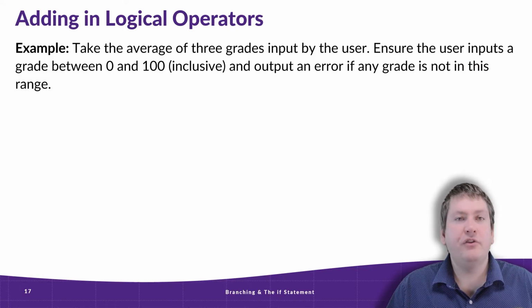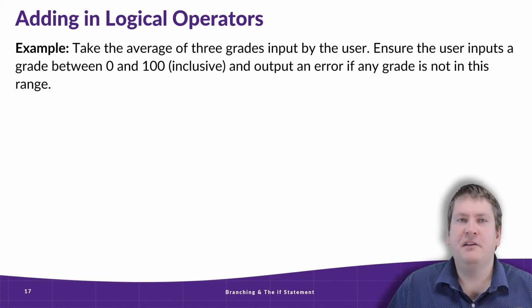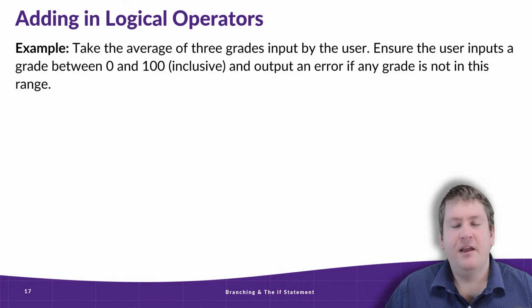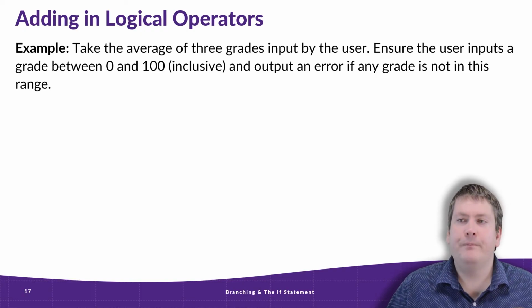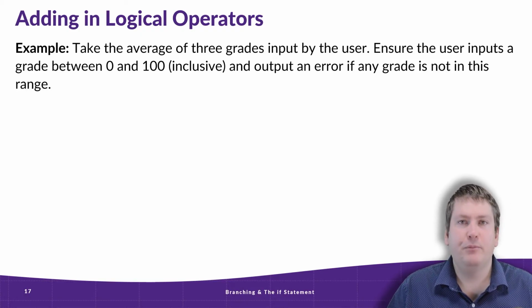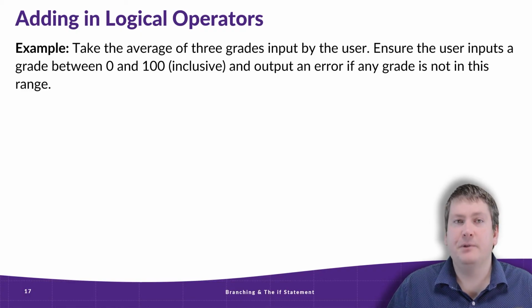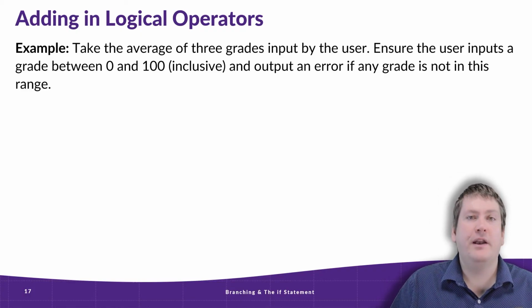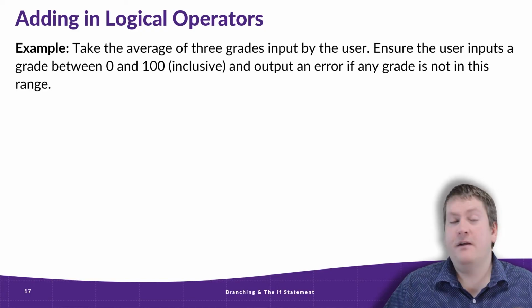In this case, we want to try to use an if statement to do some error checking. So far, we've just been assuming that all user input is going to be valid, but that's not how things work in real life. The user could put in something silly. So the if statement allows us to do some simple error checking. So in this case, we want to write a program that takes the average of 3 grades input by the user. But we want to add error checking to ensure that those grades are sensible, that they're like a percentage between 0 and 100 inclusive. We want to output an error if any of the grades in this program are not in that range.